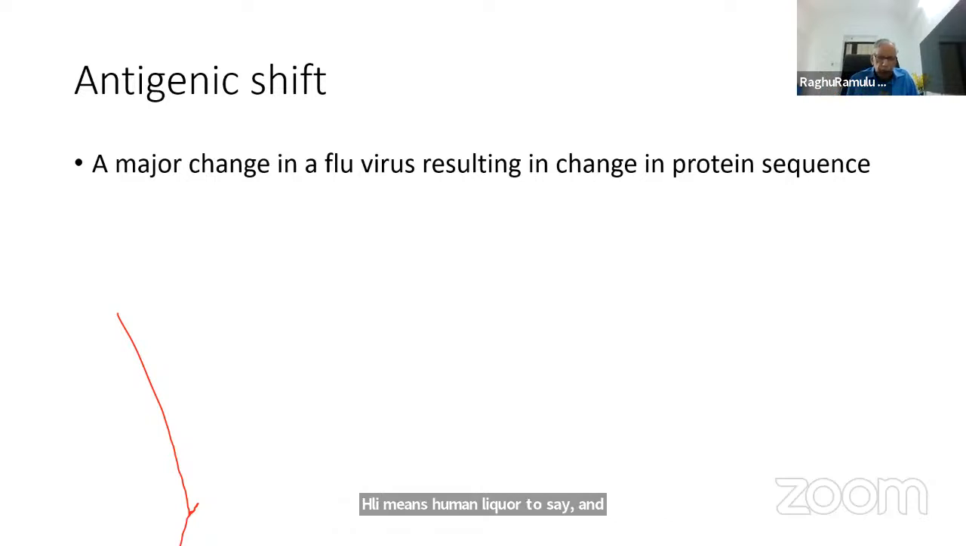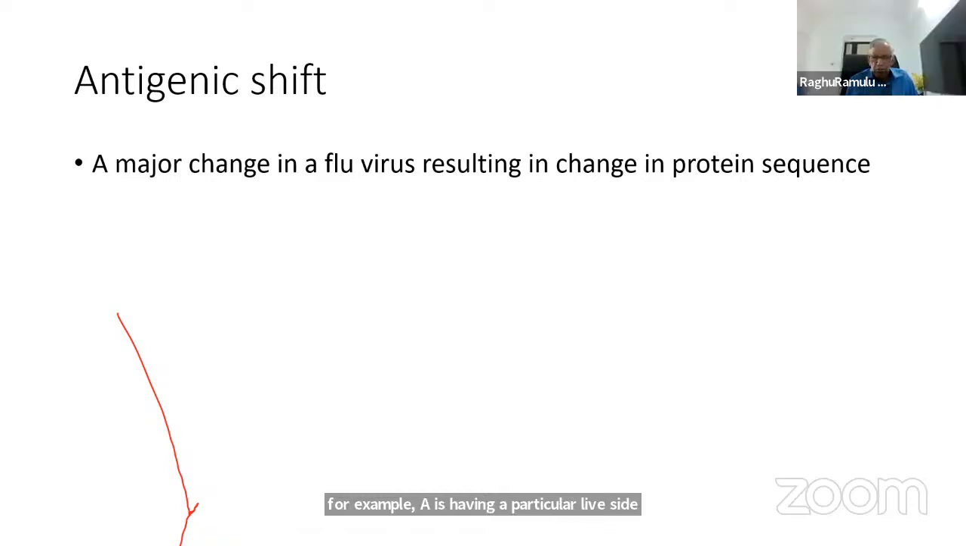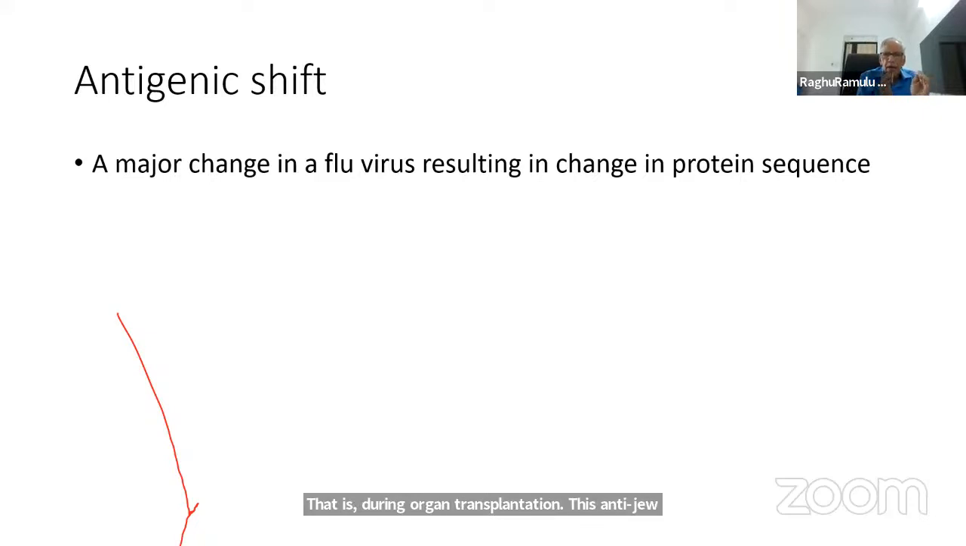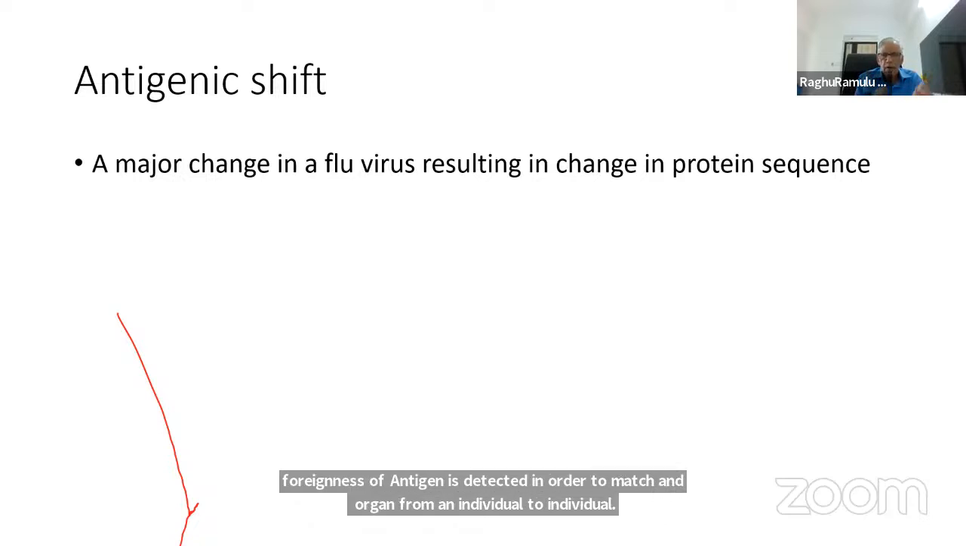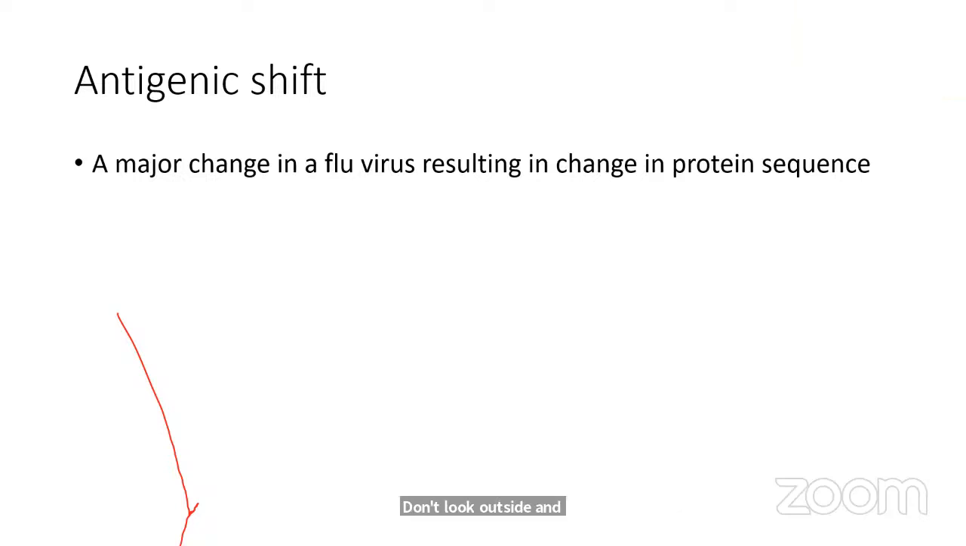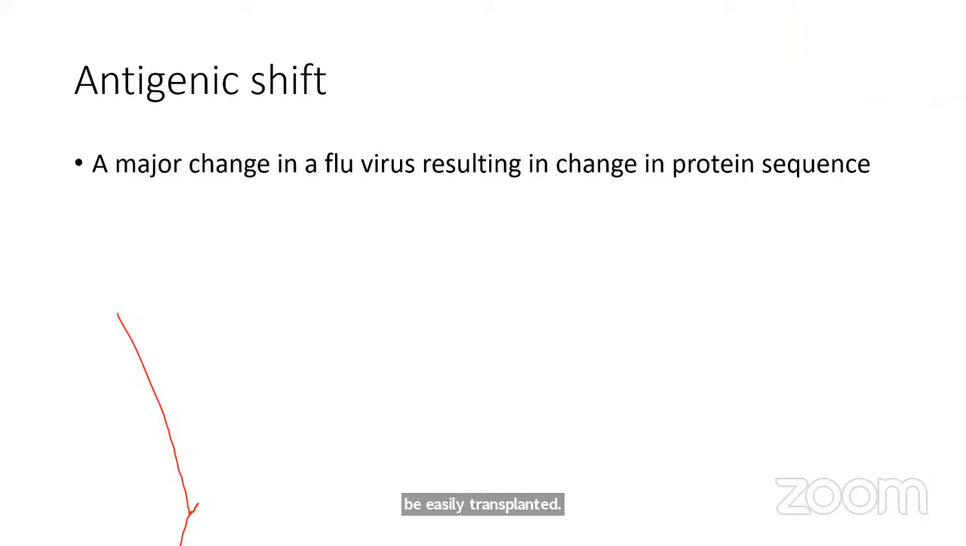For example, A has a particular liver cell, B has a liver cell. Now, how can they be matched? What is called matching? During organ transplantation, the foreignness of antigen is detected in order to match an organ from individual to individual. This matching is done by means of HLA typing. Now, what is HLA typing? You can simply take leukocytes and compare two leukocytes, donor leukocyte and recipient leukocyte, and compare the antigens. If the similarity is more than 70 to 75% or 80%, it can be easily transplanted. Organ transplantation can be done.